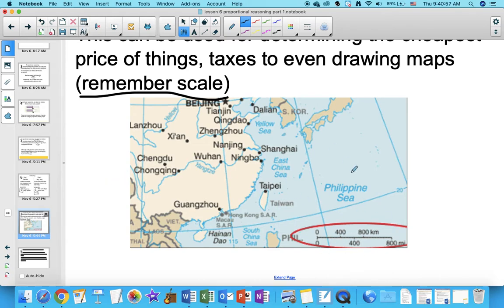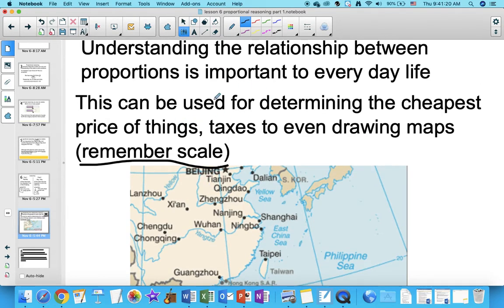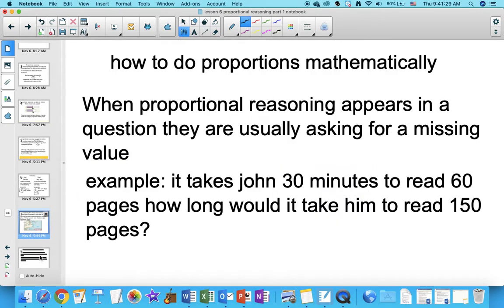The proportion or the size of the map is proportional to the actual size of the country or landmass. So this is China, right? And so this map is proportional to the actual size of China. If you were to blow this up X amount of times, you could make this the size of China and it would be accurate. And so understanding the relationship between proportions is important for understanding many different things in life. So it is quite applicable.